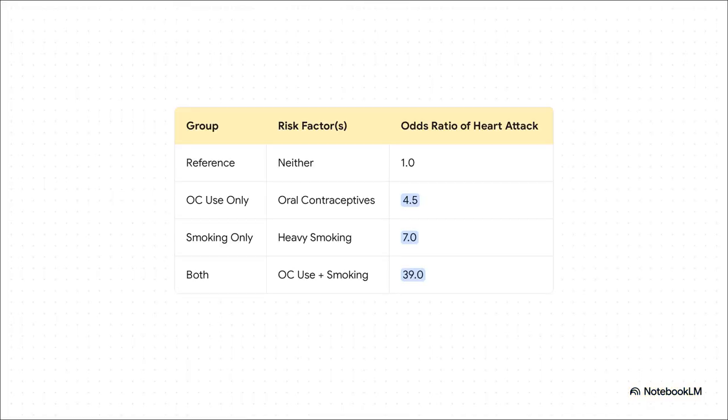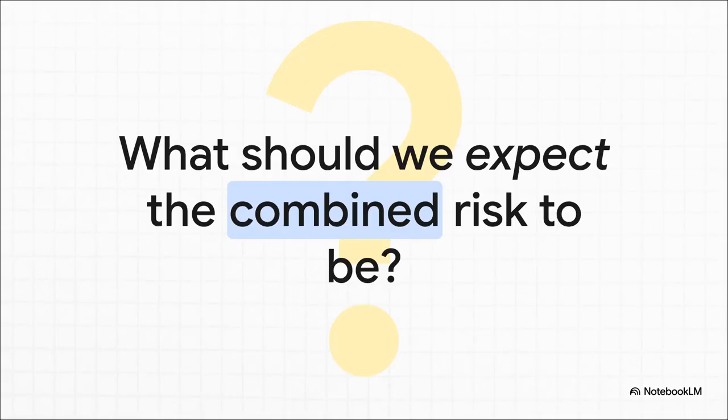So here's the data. Compared to women with neither risk factor, using oral contraceptives alone increased the odds of a heart attack by 4.5 times. Heavy smoking alone, that increased the odds 7 times. But, and here's the kicker, in the real world, the observed risk for women with both factors was a jaw-dropping 39.0. So let's run the test ourselves. Based on those individual risks, what should we have predicted the combined risk to be?